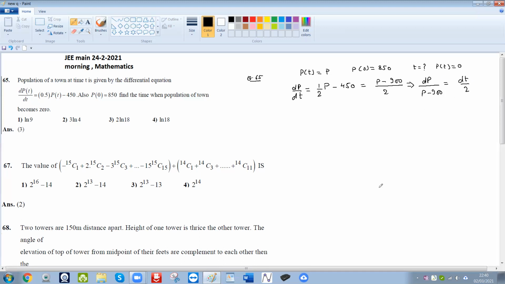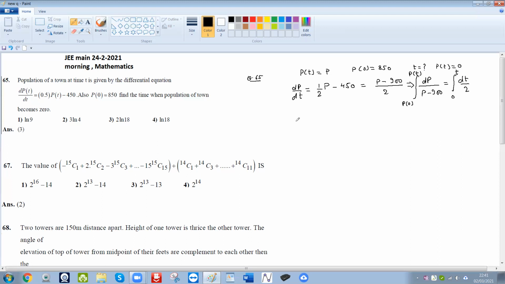Now we will integrate both sides within the proper limits. For the left hand side, population changes from P0 to required time, population at the required time, and time changes from 0 to t. So using these limits, I should be able to easily get the value of time by putting Pt equal to 0.